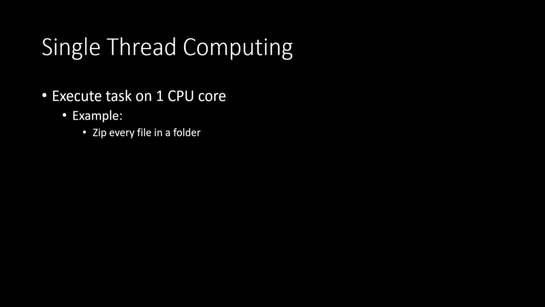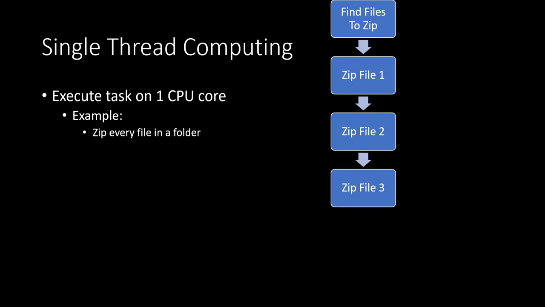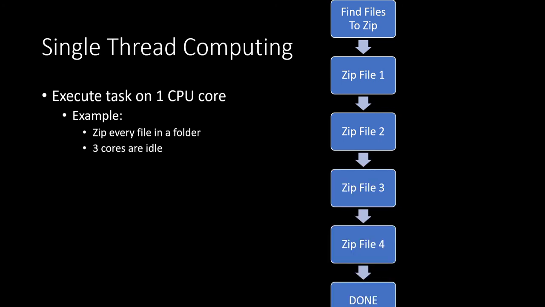So single thread computing is fairly simple. It's like that mindset of you can only do one thing at a time, you know, like you can only wash one dish after another, versus parallel computing would be trying to do all the things at once. So single thread, it's executing a task on one CPU core at a time. So for example, let's say that we wanted to zip every file in a folder. The first thing that this style would do is it would find all the files to zip, and it would zip file 1. After that's done, it would zip file 2, file 3, and then file 4, and then it would be done. This means that if you have a 4-core system, or you have 4 threads available for use, those other 3 are idle. And so you're only going to be using a quarter of your CPU's power.